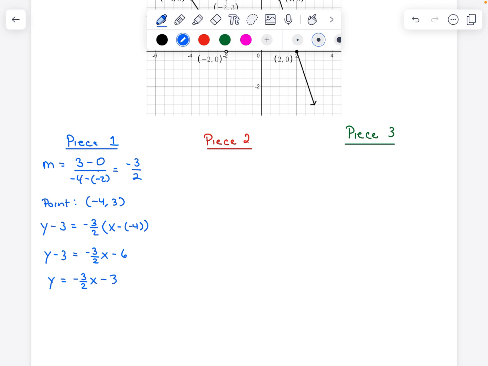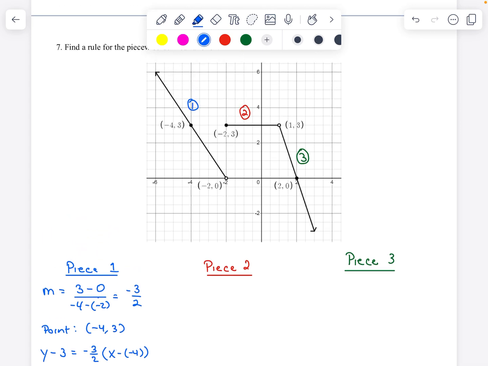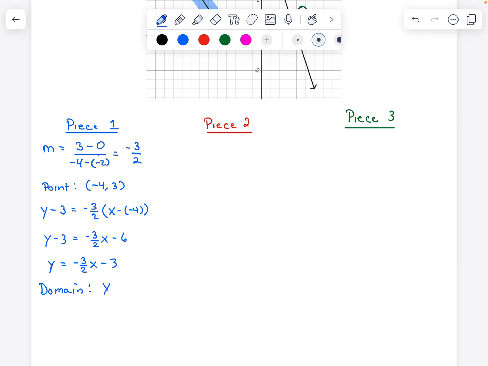Now that we have the rule, we're going to find the domain. For the first piece, notice that it extends to the left forever and ends at the coordinate (-2, 0), which means the upper bound for the domain is -2. However, -2 is not part of the domain because this circle is open at (-2, 0). So the domain is all real numbers strictly less than -2.